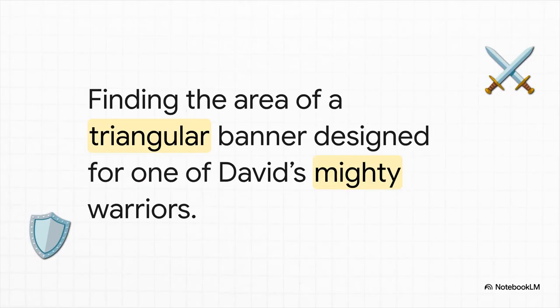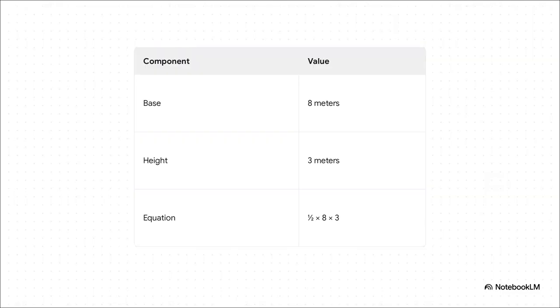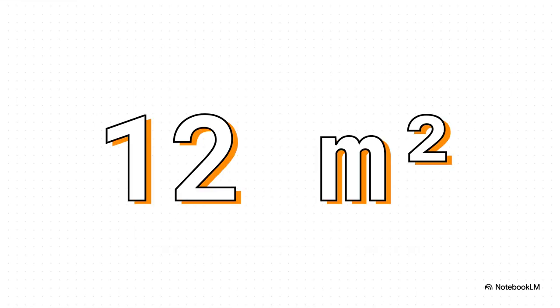All right, for the next one, the scene shifts completely. Now we're on the battlefield. The students have to calculate the area of a triangular banner on a warrior's shield. This time, the base is 8 meters and the height is 3 meters. You know the drill. Same formula, just a different story. And that gives you an answer of 12 square meters.